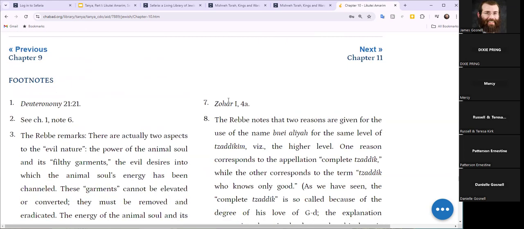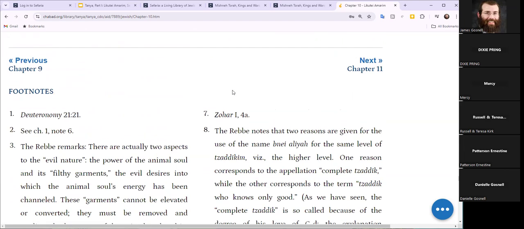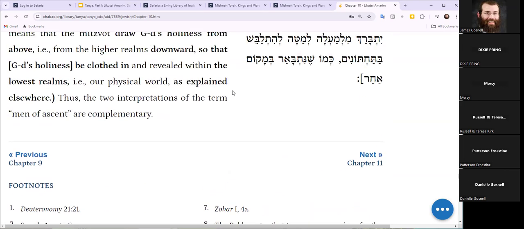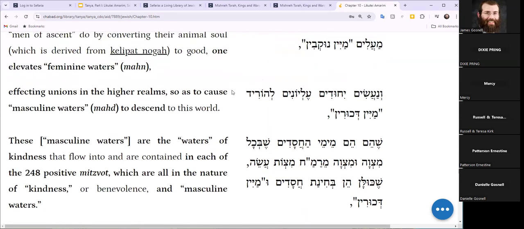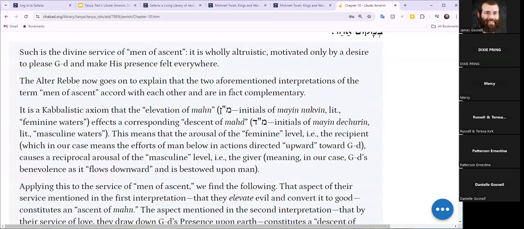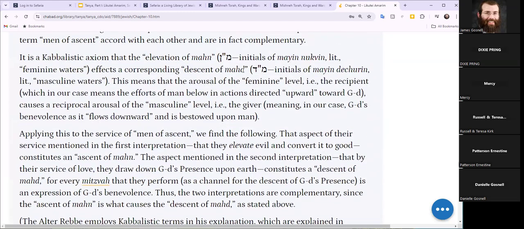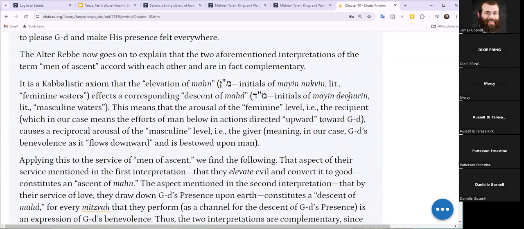Well, that is chapter 10. That was pretty interesting. We went over an incomplete tzaddik and a complete tzaddik, one who knows good. I think he mentioned that one knows evil and one knows only good, or I don't know if he used the term only, but we talked about mein nukvin and mein dehurin. Mein nukvin is the feminine waters. Mein dehurin is the masculine waters.